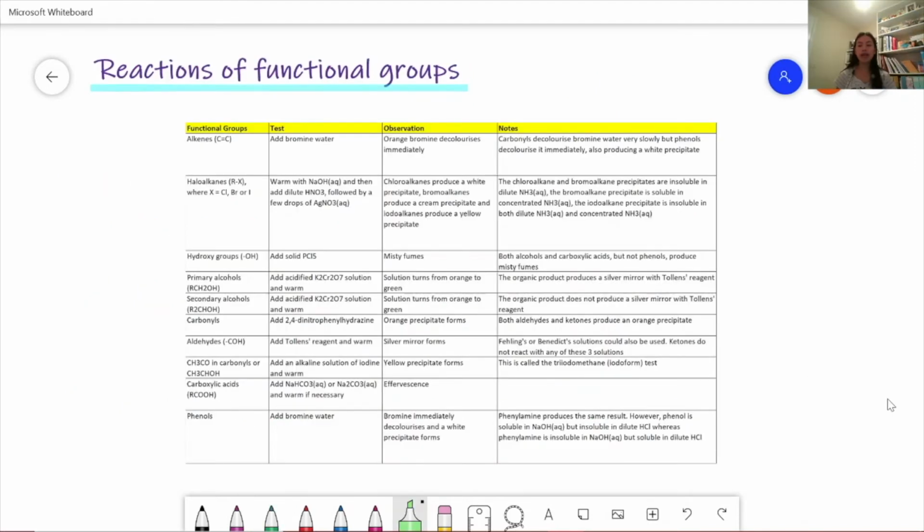We also need to know all the characteristic reactions of functional groups. So here's a quick summary table. Firstly, we have alkenes, which have this carbon-carbon double bond, and how we test for this double bond, or what we call unsaturation, is we add bromine water. And what happens is that the orange colour will turn colourless, so the bromine will decolorize. And a note is that carbonyls, so aldehydes or ketones, will decolorize bromine water very slowly. However, phenols, which are benzenes with an OH group, will decolorize it and also produce a white precipitate.